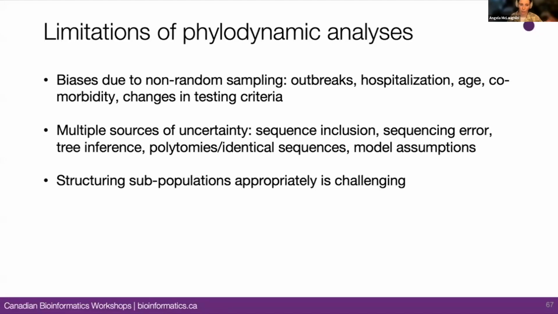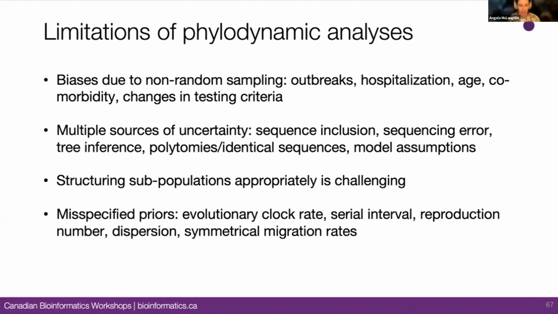It's challenging to appropriately structure your subpopulations. I know this is sort of vague, but it is an important point. So if you're talking about discrete phylogeography, how are you grouping those sequences into those categories and what bias might that impose? Something to keep in mind. And there's a lot of opportunity in Bayesian statistics in particular, but also in likelihood approaches to misspecify your model and your priors. So whether this is the evolutionary clock rate, the serial interval, which is similar to your generation time, reproduction number, dispersion, symmetrical migration rates, all of these things need to be considered in interpreting phylogenetic analyses.